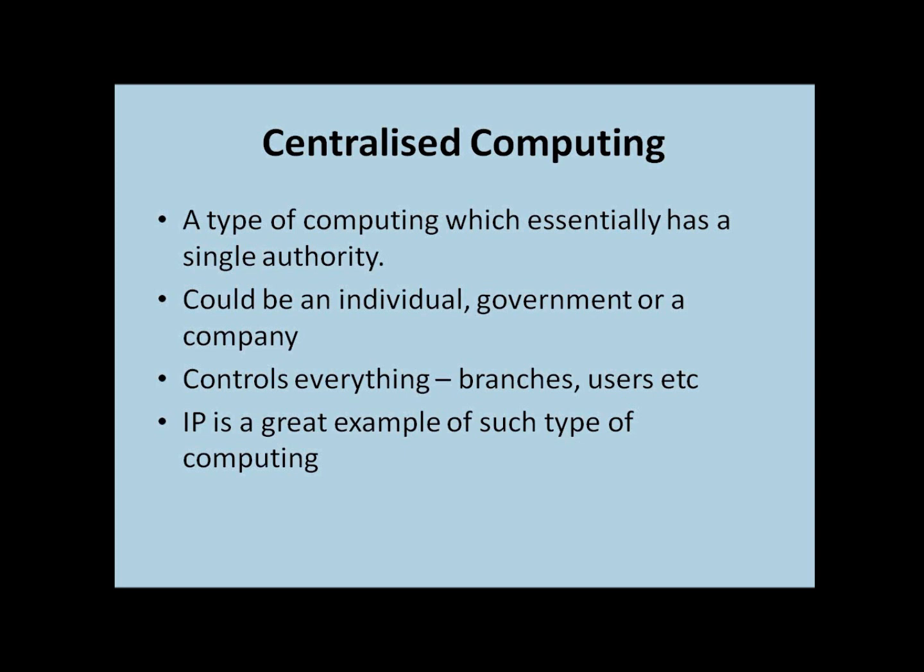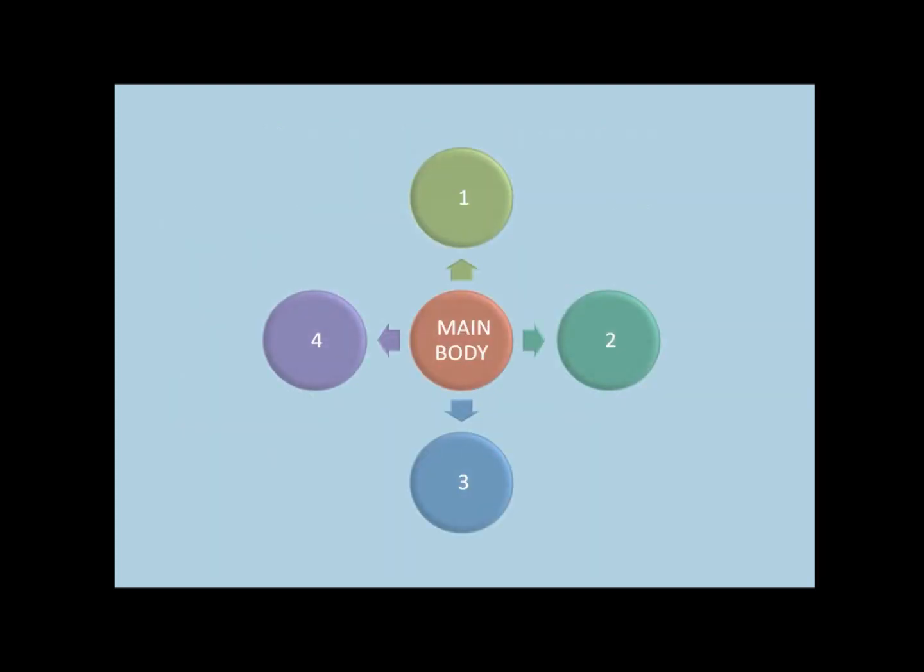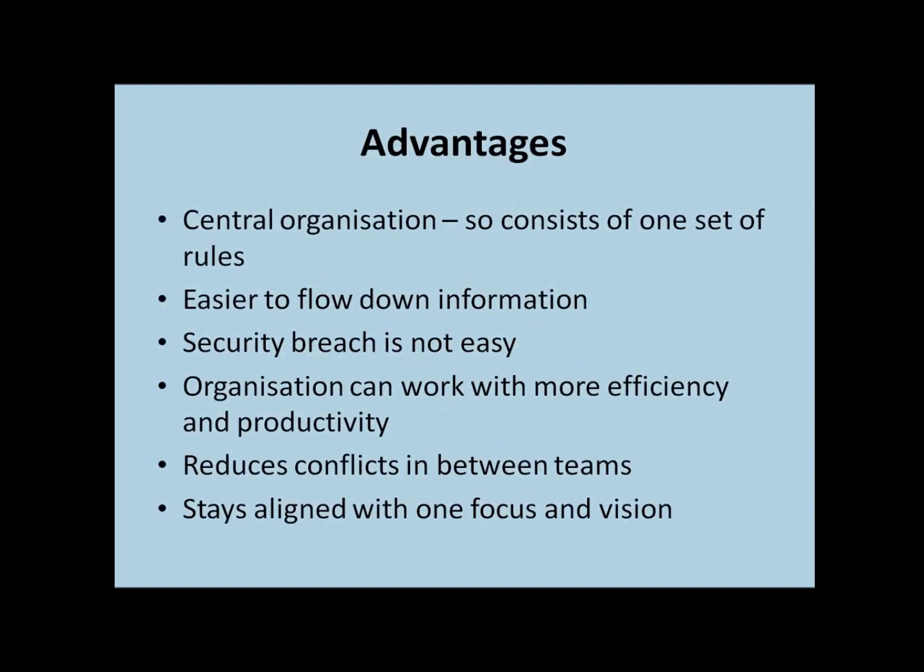Earlier, centralized computing was the only computing system, since typically there was only one computer in a business. It controls everything, that is branches and users, and IP is a great example of such type of computers. The main body is connected with several other computers and it talks to the end users, right? Now, talking about the advantages.